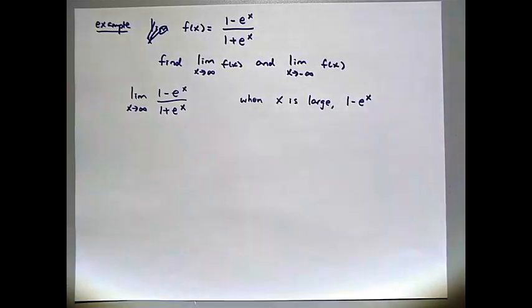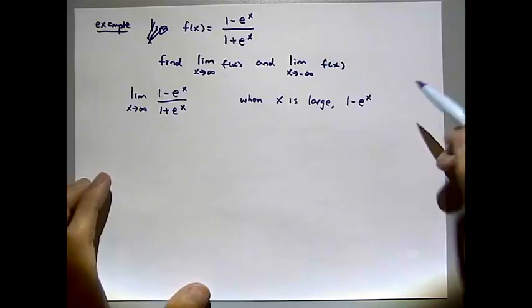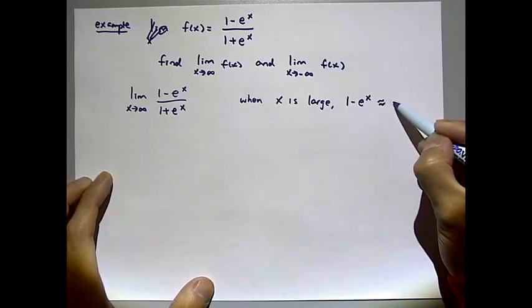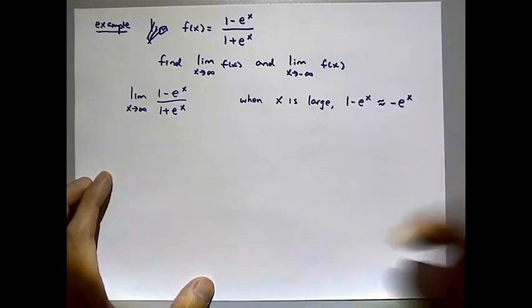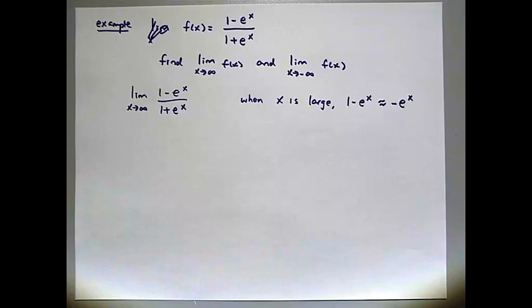When x is a very large number, 10 trillion again, I like that number, 10 trillion. What's e to the 10 trillion? Very large number. What's 1 minus that super large number? Roughly that super large number, exactly. That 1 really is irrelevant because e to the 10 trillion is so large.